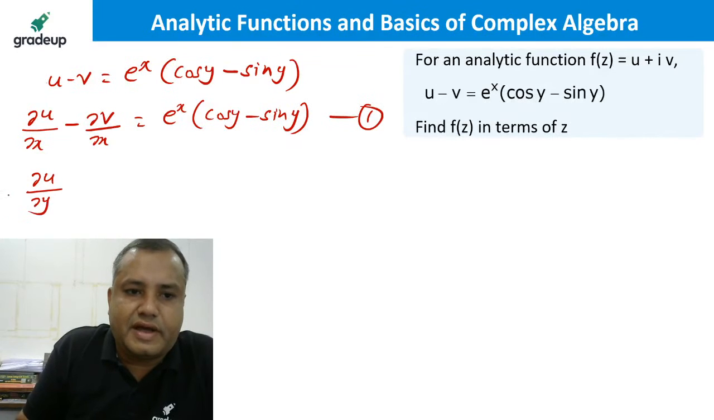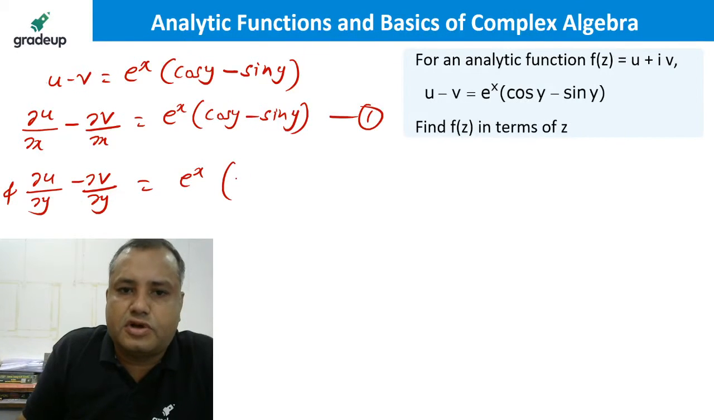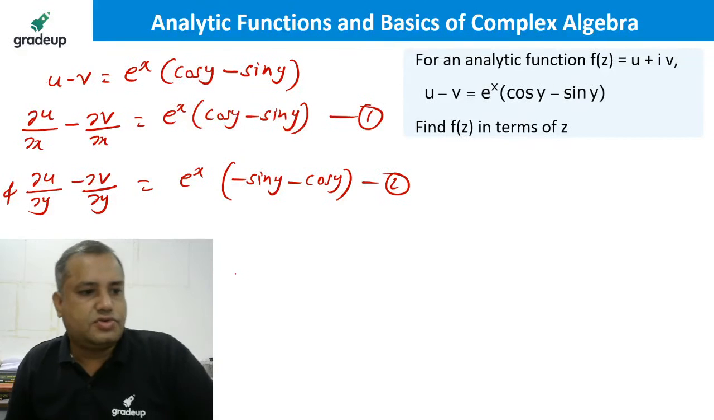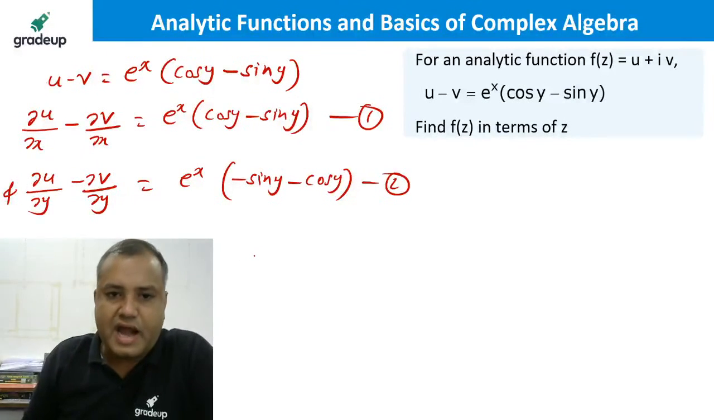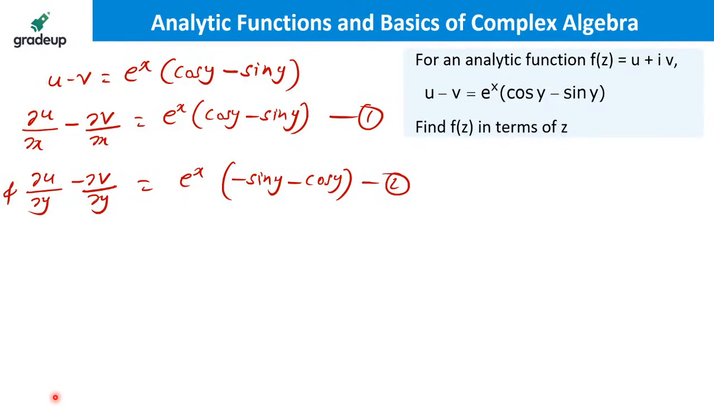Del u by del y minus del v by del y: e raised to x constant, derivative of cos y is minus sin y, derivative of sin y is cos y. So now if you add these two equations 1 and 2, you will be getting some expressions. See here, del u by del x plus del u by del y. Just a moment, I have to do some manipulation now.